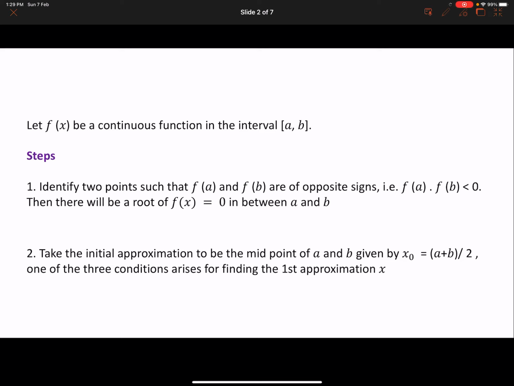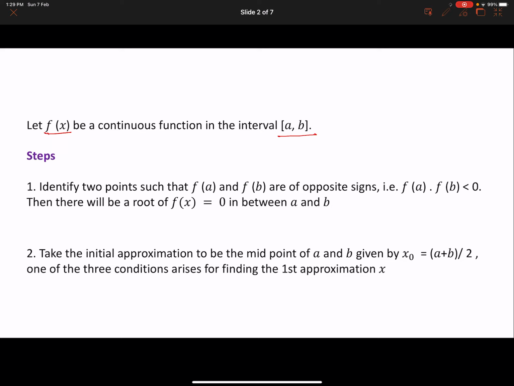It's a very simple method, and it is relatively slow if we compare it with other methods. It is often used to obtain a rough approximation to a solution, which is then used as a starting point for a more rapidly converging method. Let us start with the method, and we have a function f(x) which is continuous in this interval [a, b].